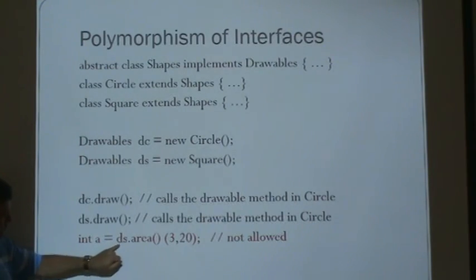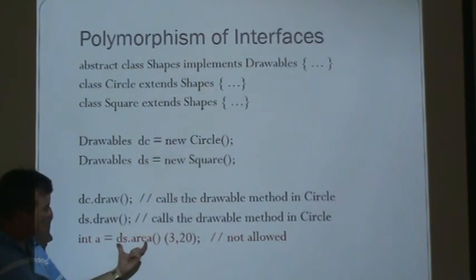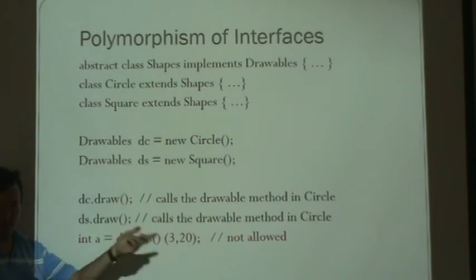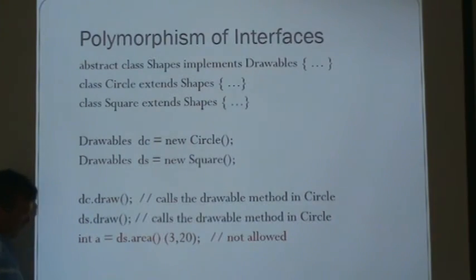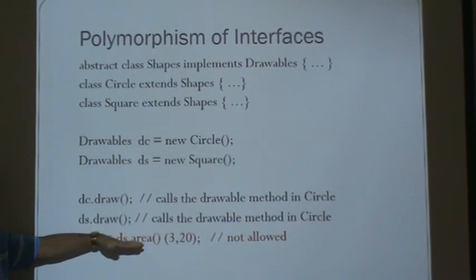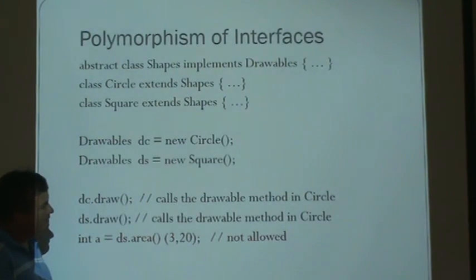If you then take ds, which is a reference to a drawable object, even though ds is referring to a square at the moment, it only knows about the drawable methods, not whatever other methods happen to be in the square. Again, this is back to that issue. We could typecast it back to a square, and then you could call area. But right now, the compiler doesn't know whether ds points to something that has an area function or not. And since it doesn't know, it's not going to go looking through a list of all the things it could be pointing at, because it won't know if it found the right one.